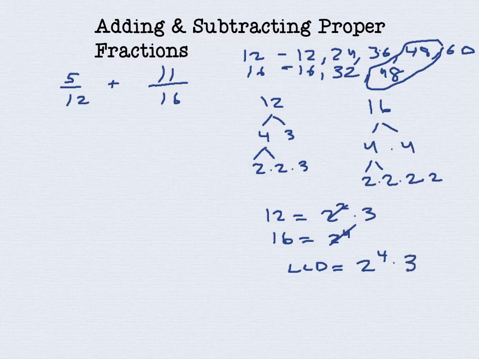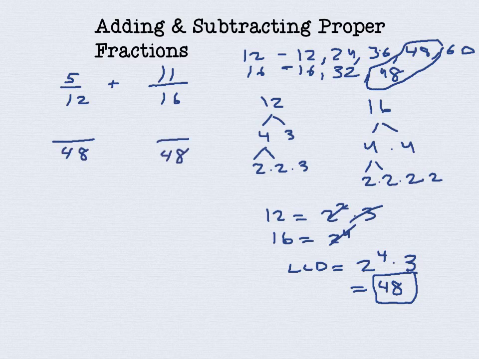And we also need a 3 to be able to get the factor of the 3 in the 12 to work. So 16 times 3, lo and behold, of course, is 48. So two methods give us the same answer. Back to our question. We want to change 12ths into 48ths. We want to change 16ths into 48ths.